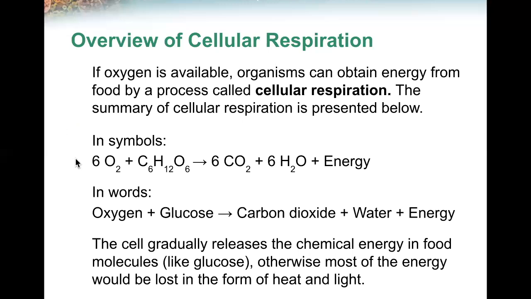In symbols, 6 oxygen combined with glucose to form 6 carbon dioxide and 6 water and energy. In words, oxygen and glucose combine to produce carbon dioxide and water and energy. The cell gradually releases the chemical energy in food molecules like glucose. Otherwise, most of the energy would be lost in the form of heat and light.